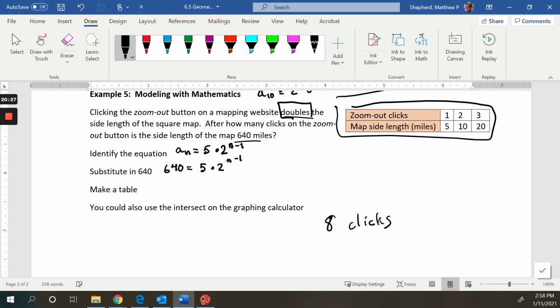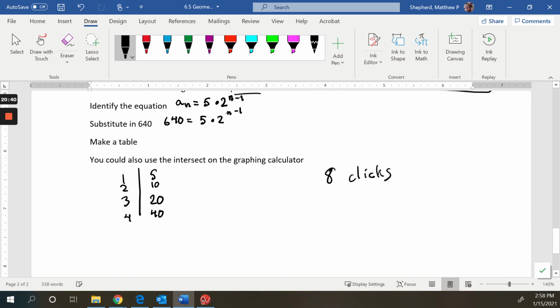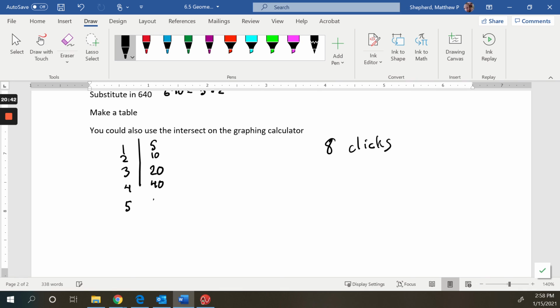Okay, or like I said, we could have also continued out that table, just constantly doubling until we figured out how many. 7, let's see, 320, and there we reached our 640. Either method is acceptable. I hope this helps you guys with your work.